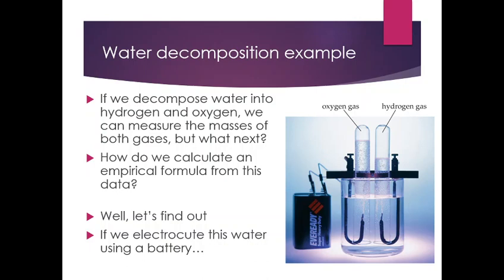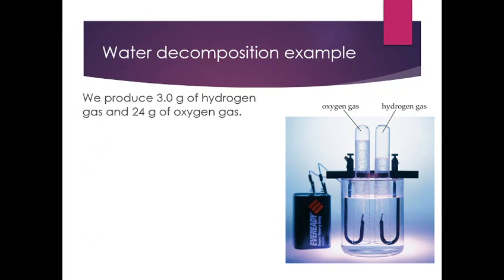And in the lab, you can actually collect these gases using certain absorbers, and you can weigh the masses of oxygen and hydrogen. And while that's all well and good, what do these masses actually tell you? Well, I'll show you. Say that we electrolyze some water and we produce 3 grams of hydrogen and 24 grams of oxygen gas.